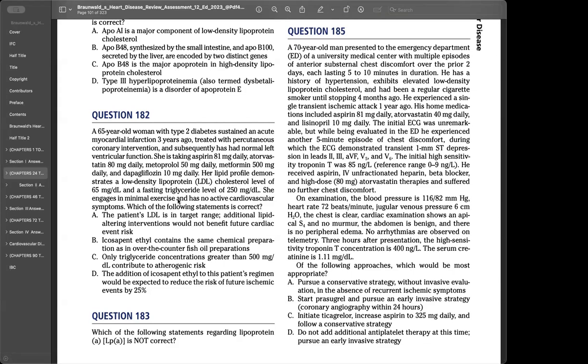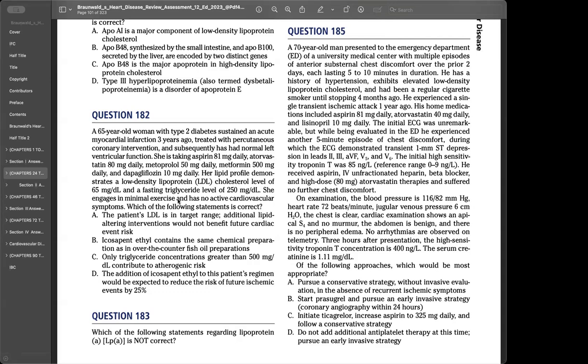The initial ECG was unremarkable, but while being evaluated in the emergency department, he experienced another 5-minute episode of chest discomfort, during which the ECG demonstrated transient 1 millimeter ST segment depression in the inferolateral leads 2, 3, aVF, V5, and V6. The initial high sensitivity troponin T was 85 nanograms per liter. Reference range is 0 to 9 nanograms per liter.